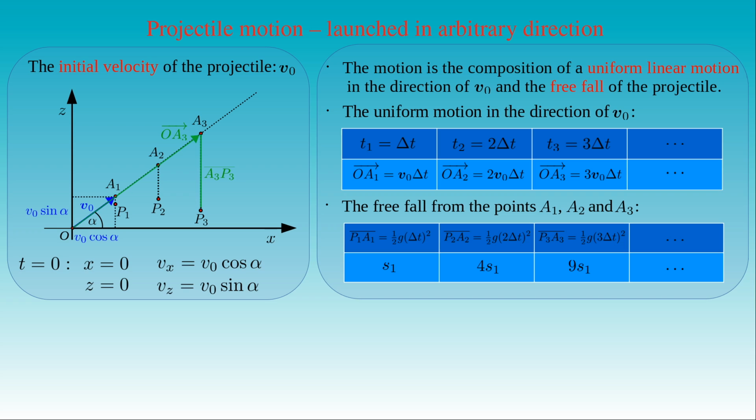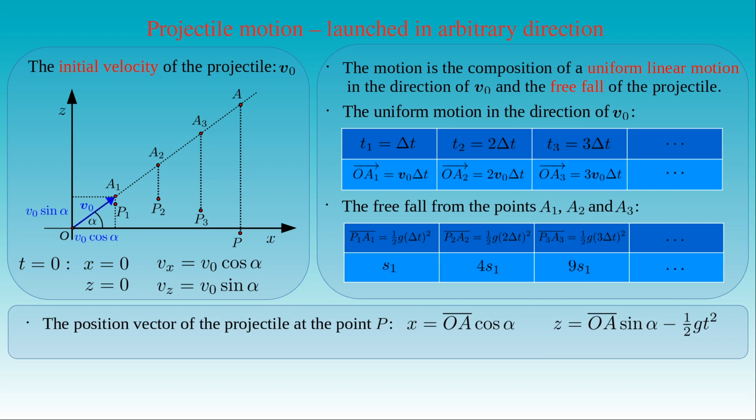In general, if the projectile is at the point P at the time t, then the x-component of the position vector OP is given by the distance OA times cosine alpha, and its z-component is equal to OA times sine alpha, minus 1 over 2 times g times t squared. Here the length of the position vector OA is simply v0 times the time t. This general case shows that the trajectory of the projectile is a parabola with a vertical axis.